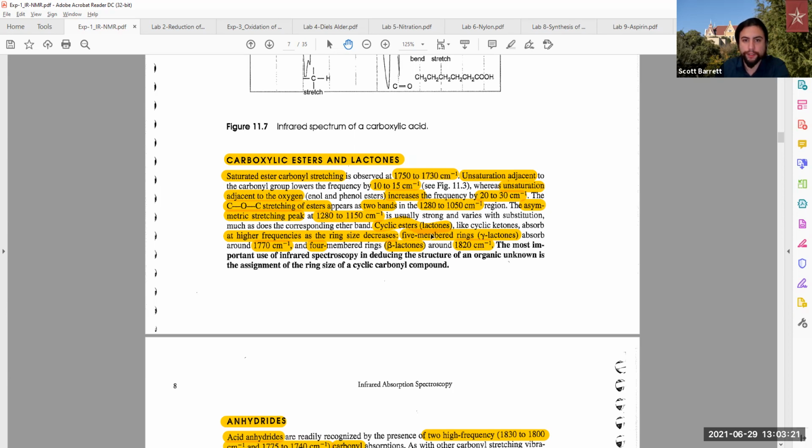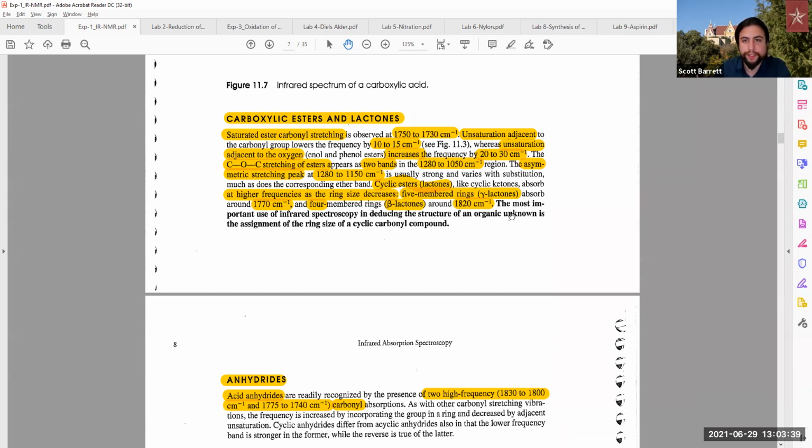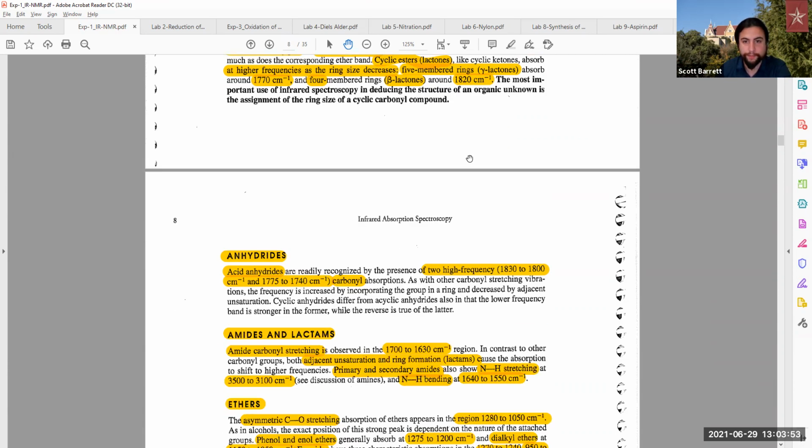And then going over into cyclic esters, which would be lactones or any other sort of five-membered rings, which would be a gamma lactone, they would absorb around 1770, so it's going to be shifted up. And then beta lactones would be even further up, at 1820 inverse centimeters. So these are going to be some particular ones that may or may not be brought up on the exam with regards to the lactones, but I definitely would still denote in your head where the ester peaks would be located for that carbon-oxygen-carbon stretching.